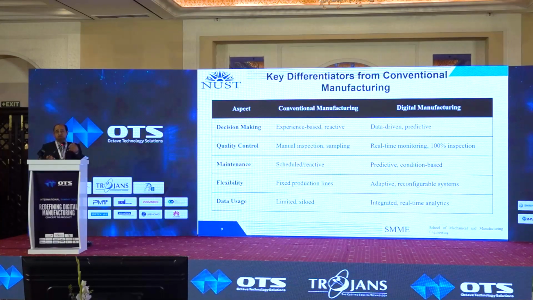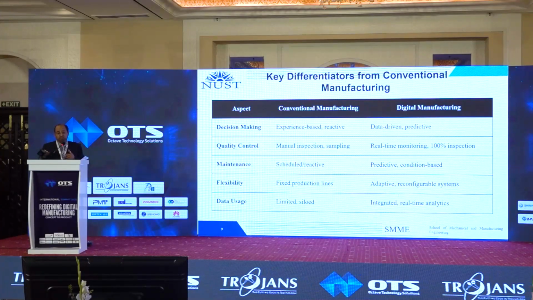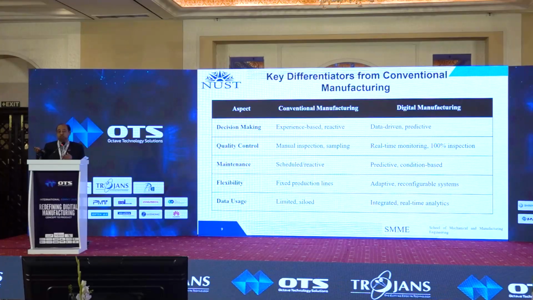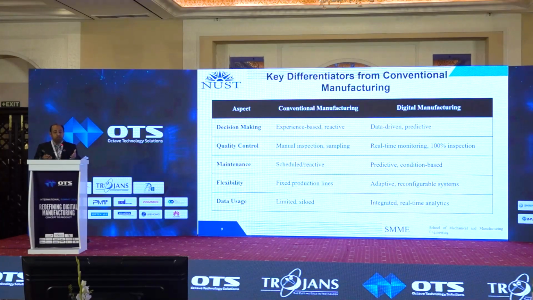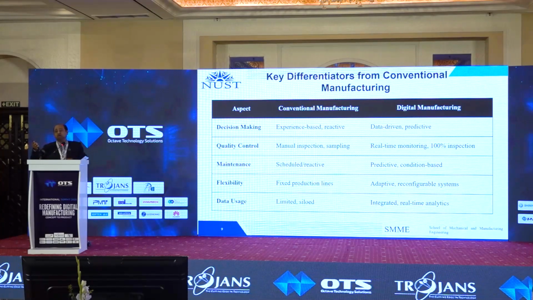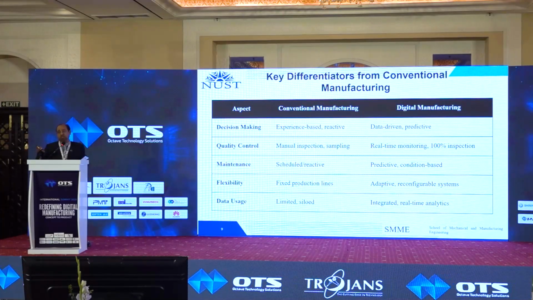We can have decision making. Previously, in the conventional approach, decision making was totally different. It was experience based. Now in digital manufacturing, it has to be data driven or predictive. Similarly, in quality control, you can see that previously we had to have manual inspection. Now we have to have online inspection.